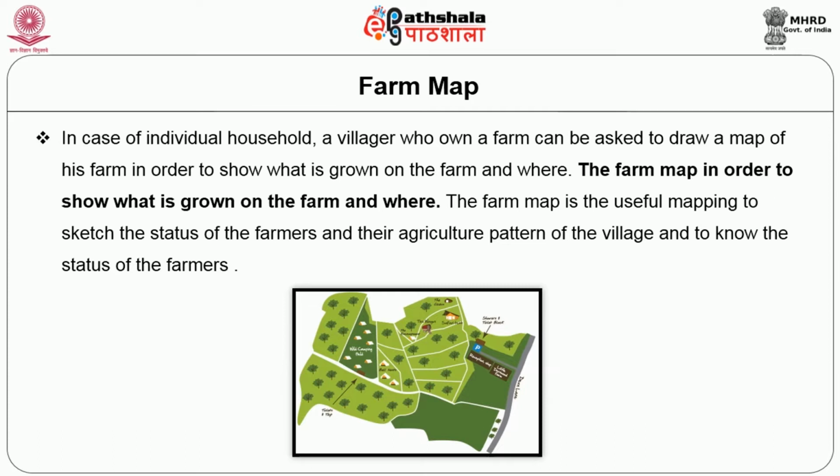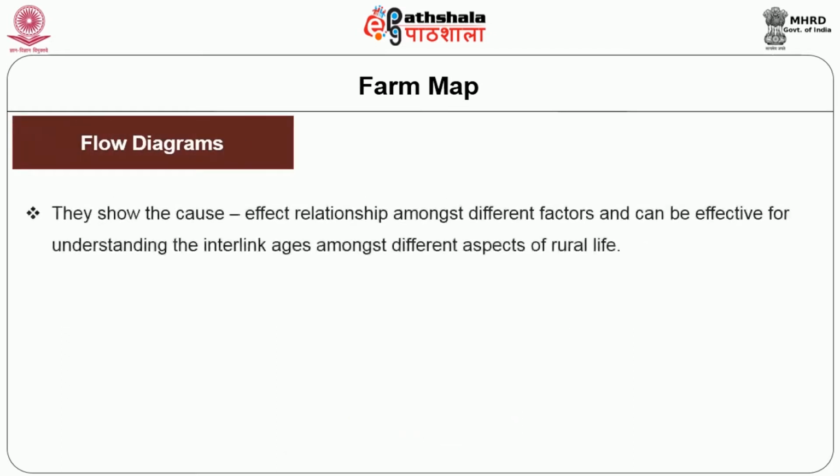The farm map is an ideal tool for knowing the minute details of your farm, its soil condition, crops grown, water management, fertilizer use and yield. It can help in sequencing the seasonal analysis or livelihood analysis to know about the livelihood pattern of resource-poor farmers. Flow diagram. This shows the cause-effect relationship among different factors and can be effective for understanding the interlink among the different aspects of rural life.